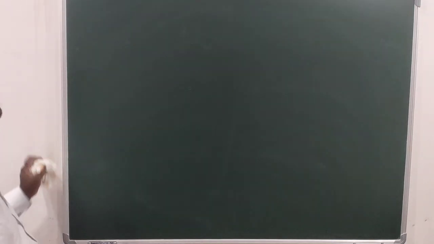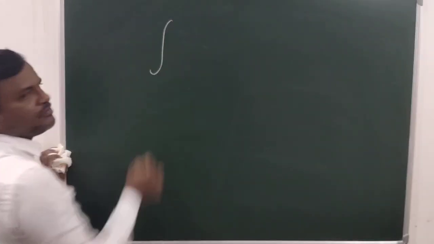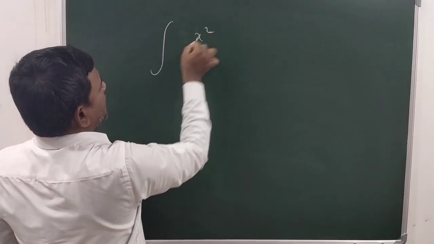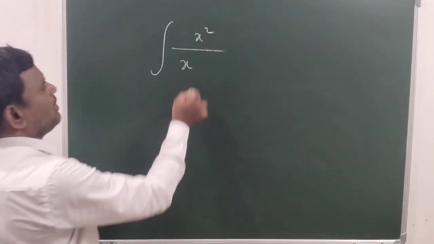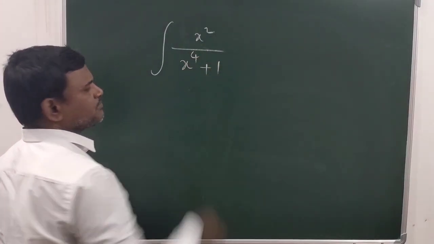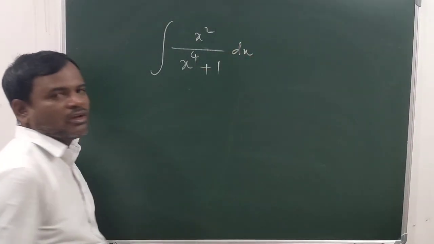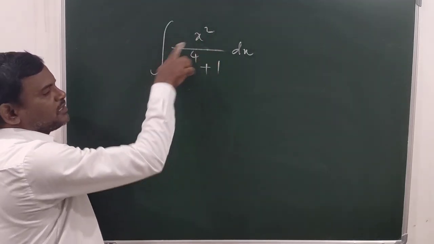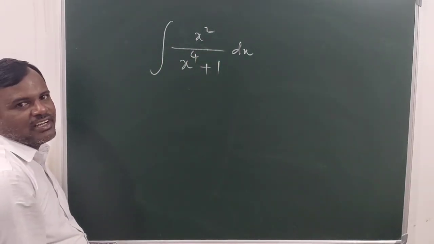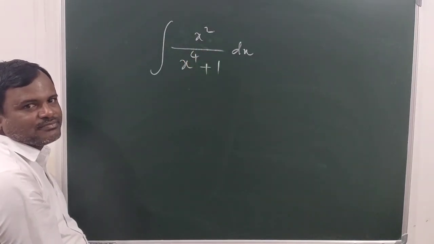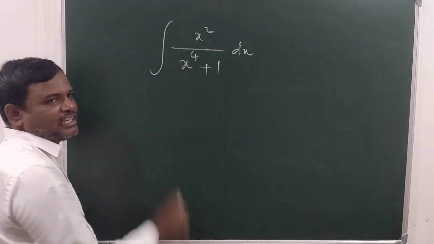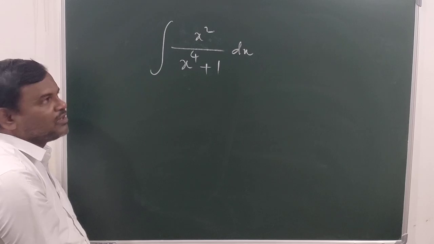See, integral of x square by x to the power of 4 plus 1. In this case, how do you evaluate it? How do you evaluate integral of this? Observe the previous one and this one. In the previous examples, I took there like plus or minus 1. But here I kept only x square, in the denominator x power 4 plus 1. Now how do you evaluate this integral?